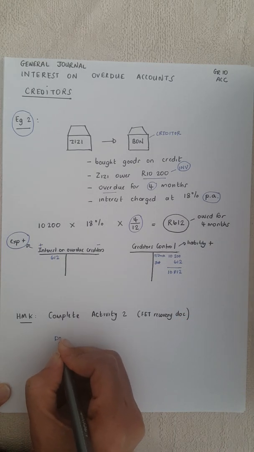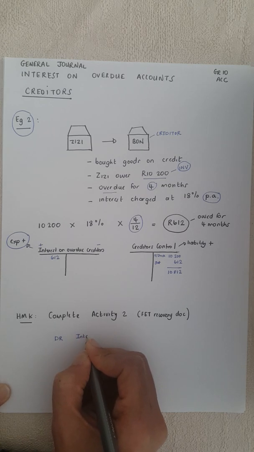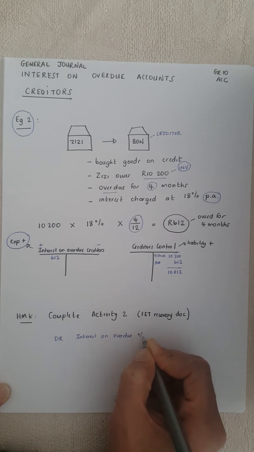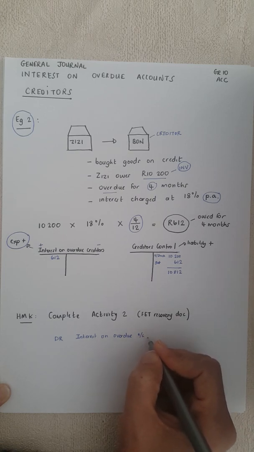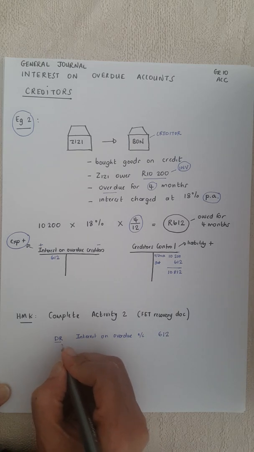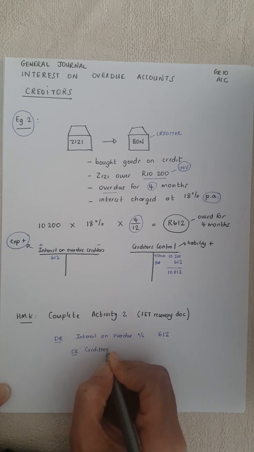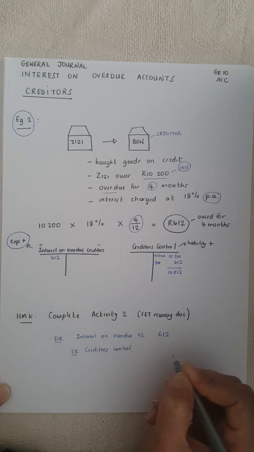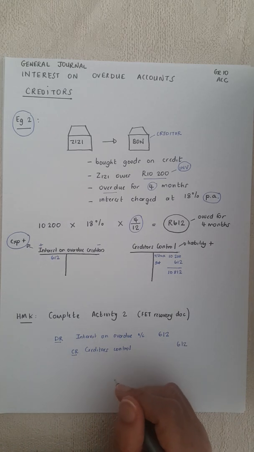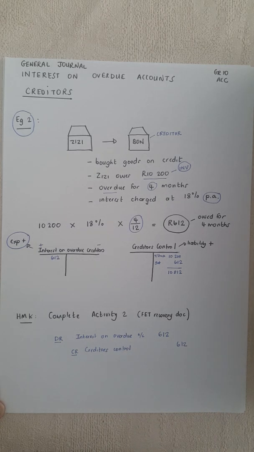So if you write down the ledger account in the general ledger, I'm going to show you now. You're going to say debit interest on overdue account of creditors, 612. And what am I going to credit? I'm going to credit my creditors control, because I'm owing them more money now, 612. And then you have to write a narration. I'll show you the narration and how it looks in the general journal. So now let's go through that activity in the notes.